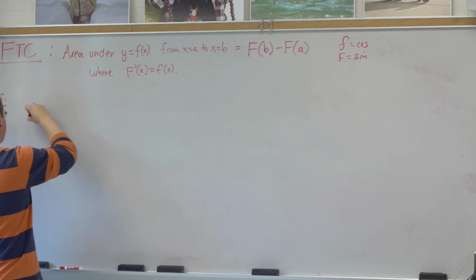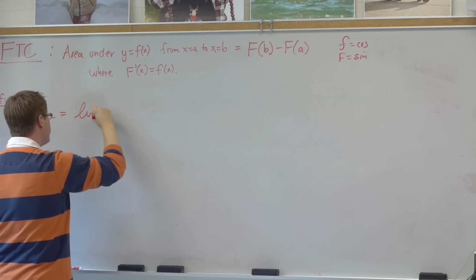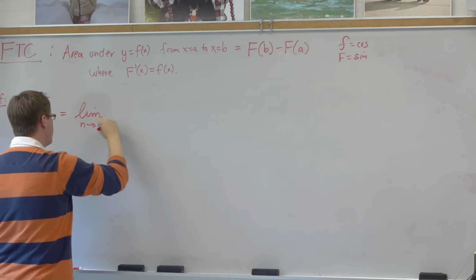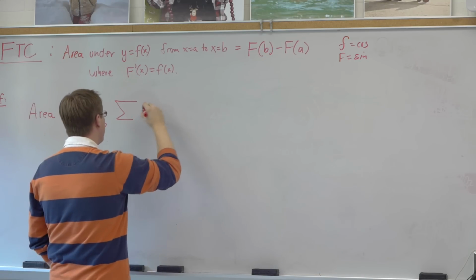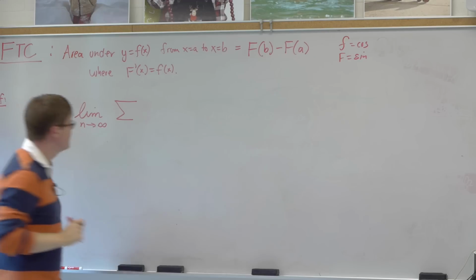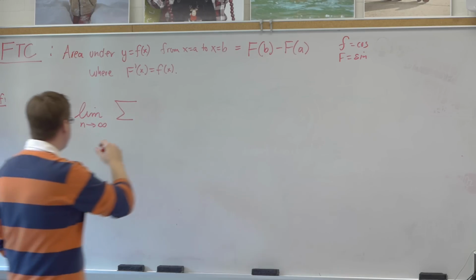So first off, the area is a limit as n goes to infinity of a sum of the area of several rectangles. Right? That's what the area is. That's the Riemann sums we've done the last two classes.